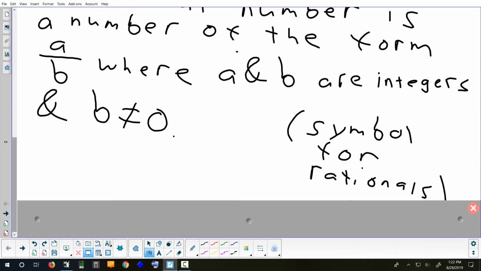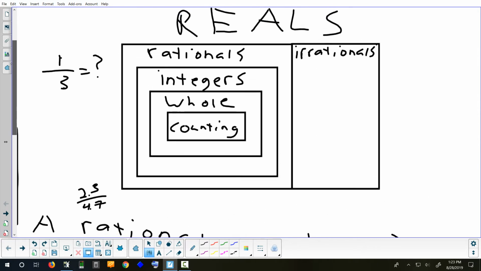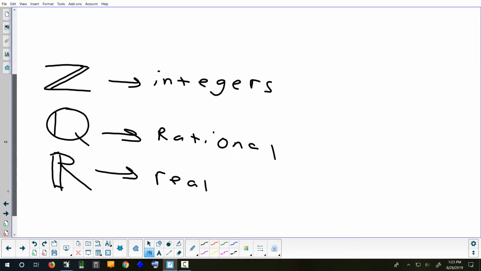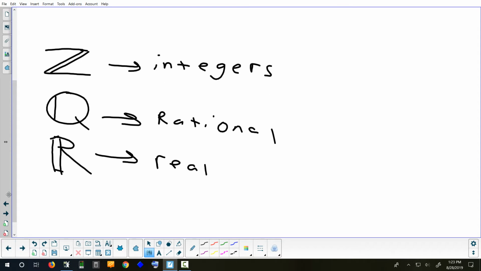So those are your rationals. Now, some of these number sets have symbols. I know rationals do, reals do, and integers do. The symbol that you're going to see for rationals is kind of like a Q. So if the directions in the book said, write all answers that are, and you saw that symbol, it means rational.